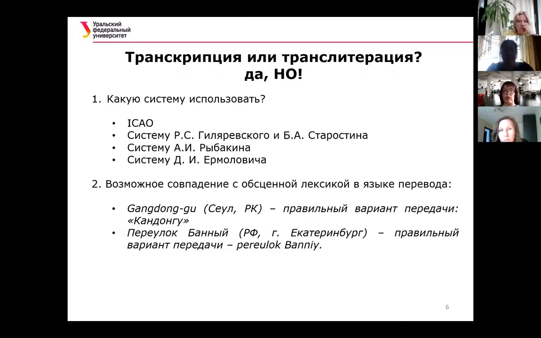It's about the fact that the Russian letters G, Ha, they do not have an equivalent in the Latin alphabet. And these letters are very much different from our understanding of transliteration. And maybe you know how it works because you all have a passport. Another system, the system of Gilyarevsky and Starostin.